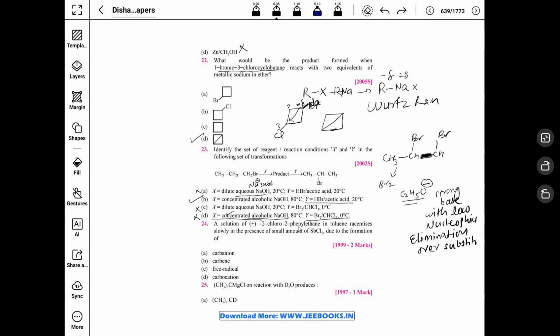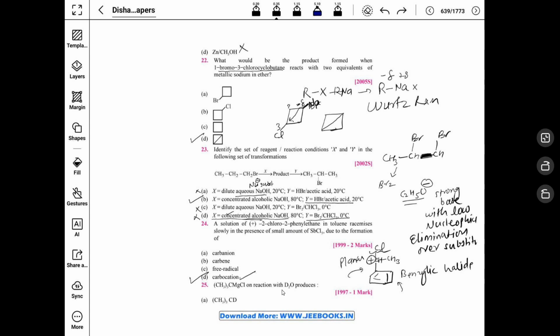Now, a solution of 2-chloro-2-phenylethane in toluene racemized slowly in the presence of a small amount of antimony pentafluoride due to the formation of... Okay, if you see that 2-chloro-2-phenylethane, this is a benzylic halide. So what will be the intermediate? For sure this will break down and lead to the formation of the carbocation, and the carbocation has planar geometry, and therefore it will be attacked from both sides and leads to racemization. So the reaction follows the carbocation intermediate. So the correct answer is D.